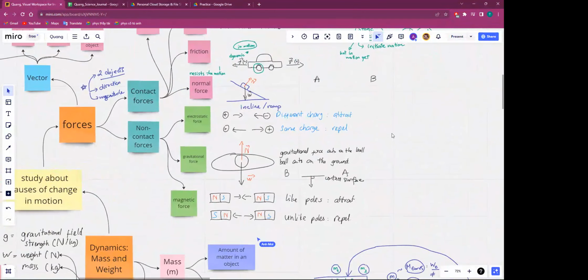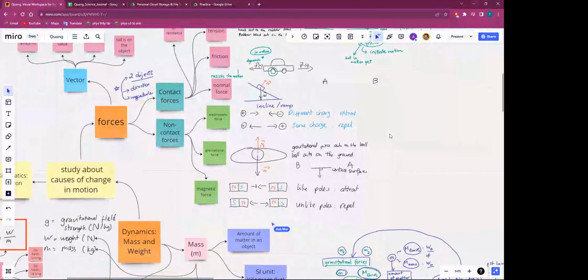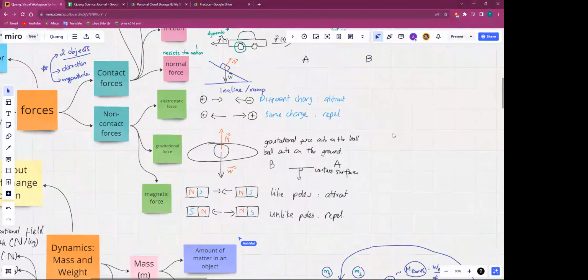Second, we have the gravitational force. It's the force that helps us to stay on the ground. Like shown in the image, the ball stays on the table because of gravitational force, and there's also a normal force going up, perpendicular to the table.